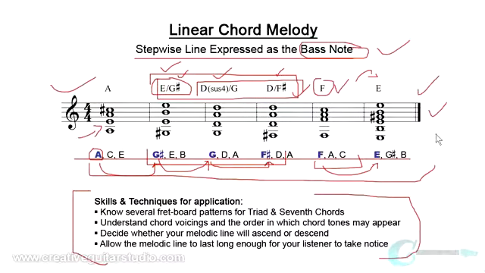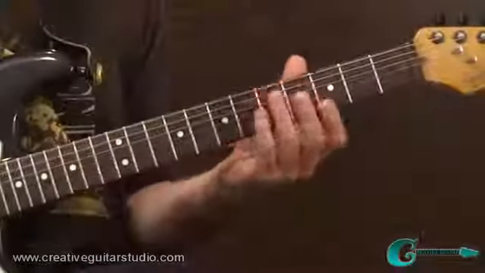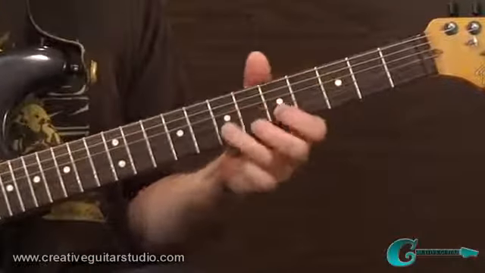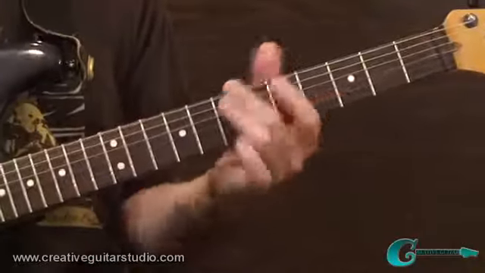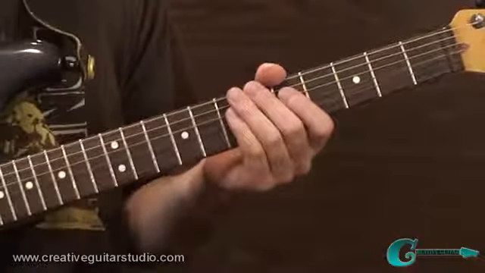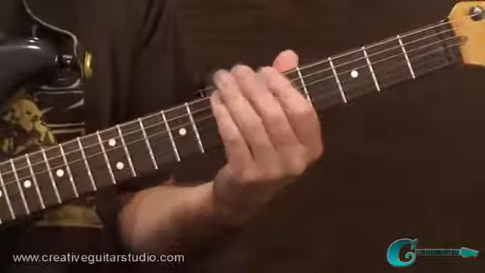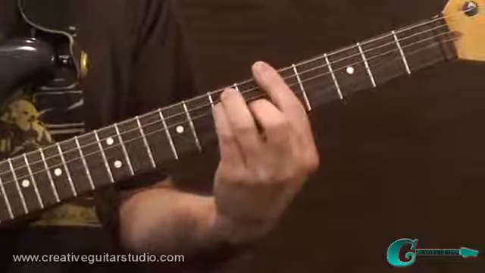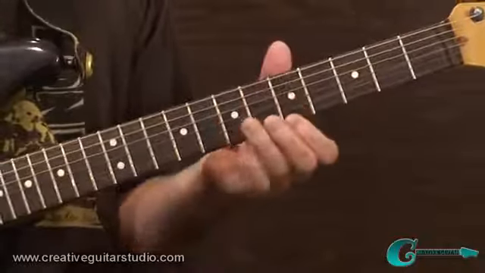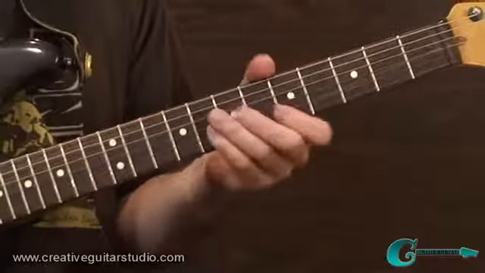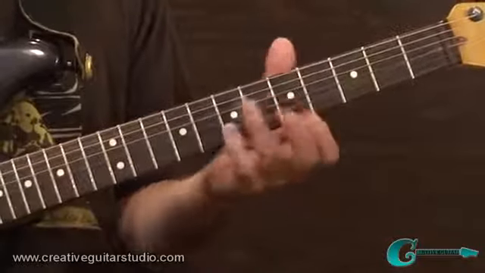So let's head to the guitar fretboard next. Well, when it comes to getting started with implementing stepwise linear moving melody lines around a chord harmony, the easiest thing to do is to just begin from one chord shape. In our lesson here, we'll choose A major to get started with in this first example. And then you want to select an upper string, normally first or second strings. We'll go with second string for our example here.